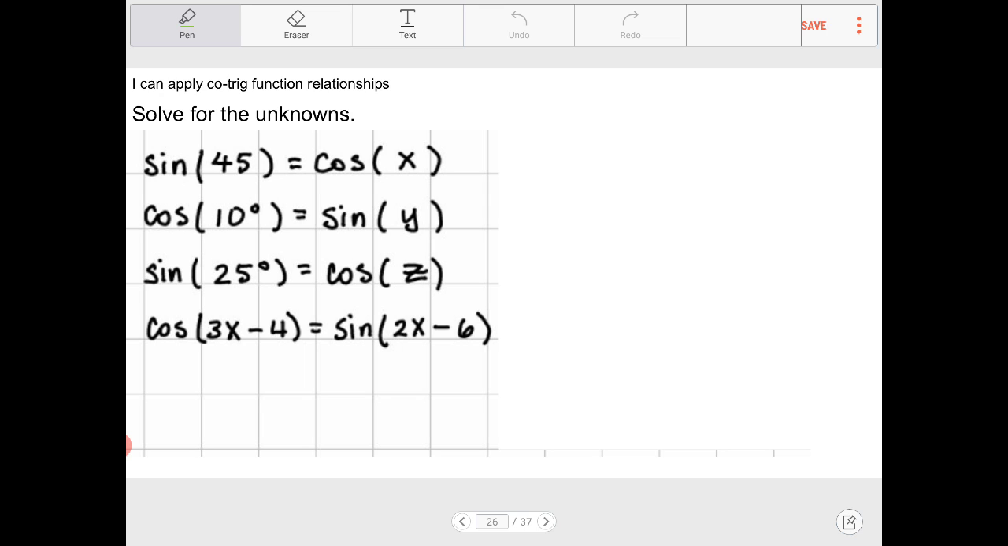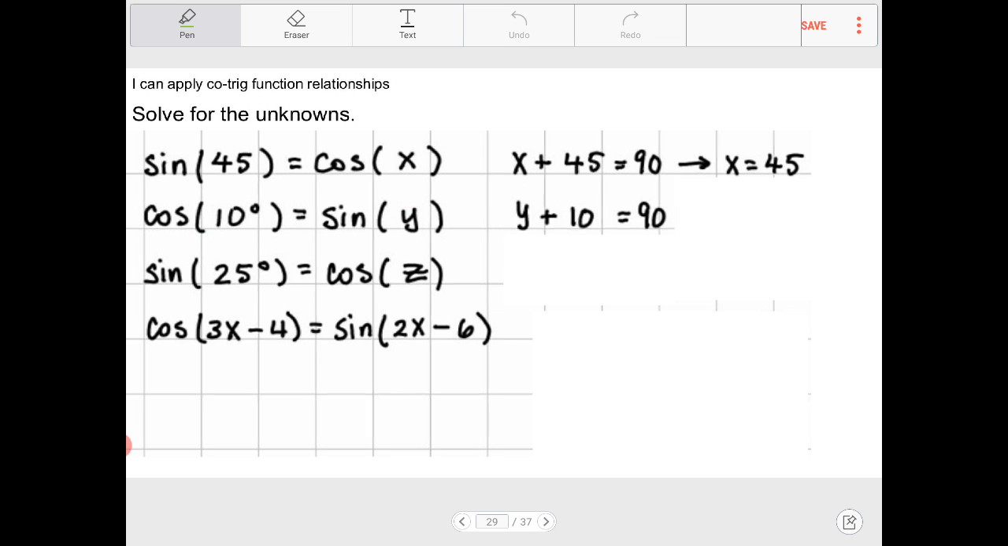All right, with that in mind, let's try to figure out what all of these unknowns are. So let's go through the first line there. I have sine of 45 is equal to cosine of x. In order for these two to be identical with one another, x must equal, you guessed it, 45 degrees. In order for these two to be identical to one another, what must y then equal? Well, y must equal 80 degrees, because y plus 10 is equal to 90, so therefore y is 80.